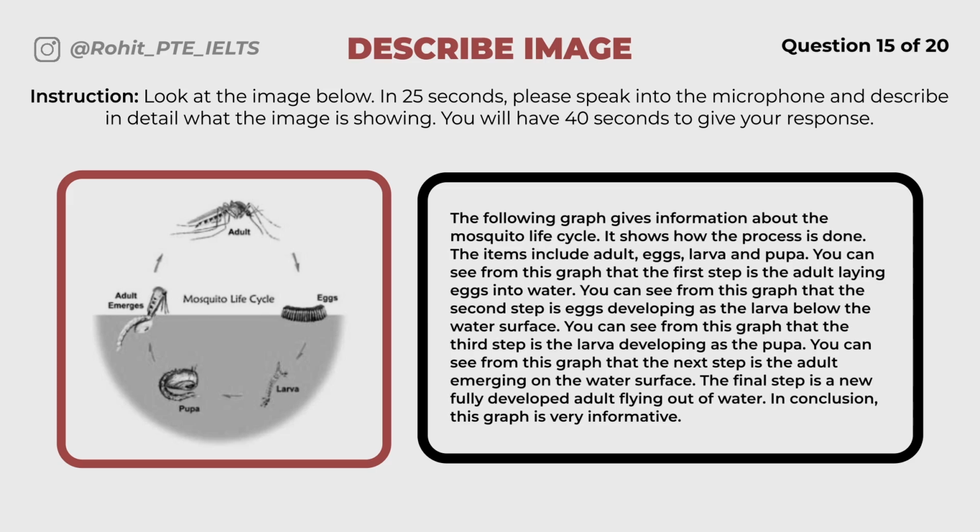You can see from this graph that the third step is the larva developing as the pupa. You can see from this graph that the next step is the adult emerging on the water surface. The final step is a new, fully developed adult flying out of the water. In conclusion, this graph is very informative.